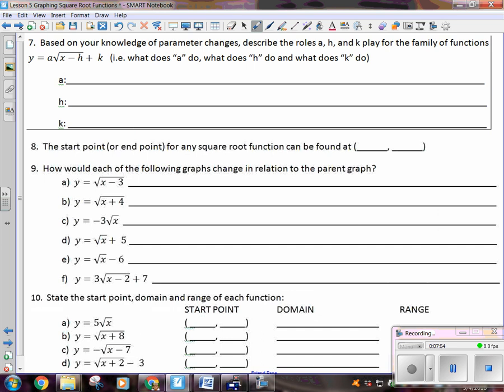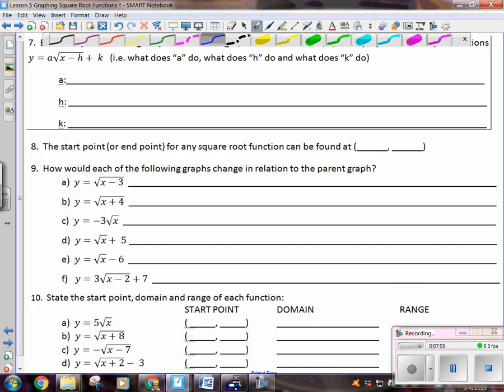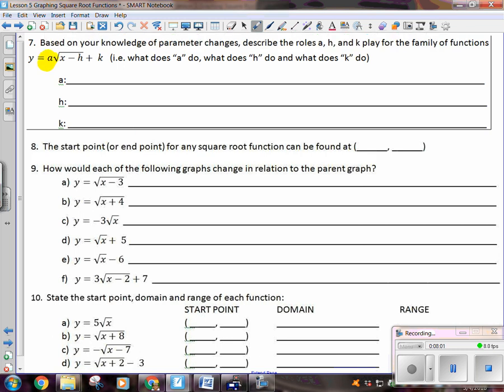These three things you already know. Not going to spend much time on them. You've got a number out front. Okay, that number is going to make it vertically stretch. It's going to get taller, or it's going to shrink it. It's going to vertically stretch or shrink the graph. This graph's either going to get taller or it's going to get squattier. It's going to get shorter.